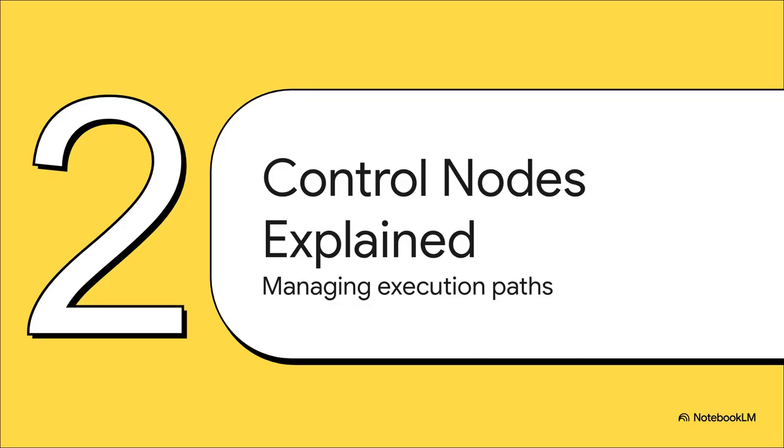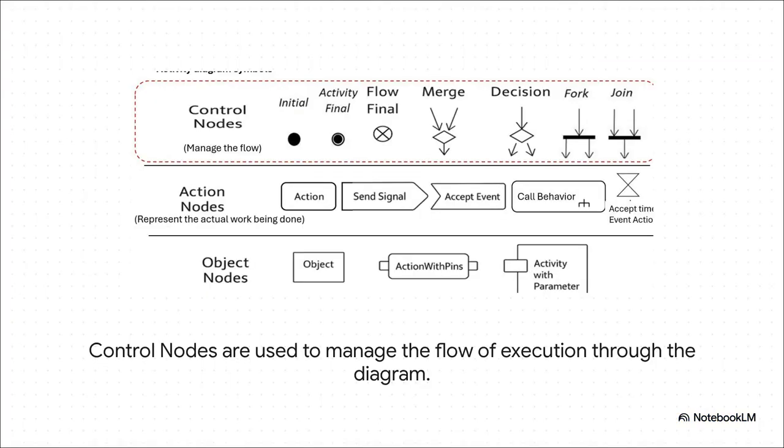Next up, we'll look at control nodes. These are the components that actually manage the logic and the direction of the workflow. Things like decisions, merges, and forks. So, this is just a quick visual reference for the control node symbols we're about to dive into. These are the nodes that direct the flow of execution, almost like traffic signals, based on specific rules and conditions.